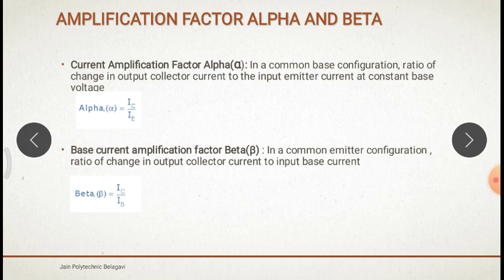In the common base configuration, the ratio of the change in the output collector current to the input emitter current at a constant base voltage is called alpha. In the common base configuration, the input side current is always the emitter current and the output side is the collector current. So it is output by input: output is IC, input is IE. The base current amplification factor, beta, is for the common emitter. What is the output side in the common emitter configuration? Collector current, IC. What is the input current? IB. So beta is nothing but IC by IB.